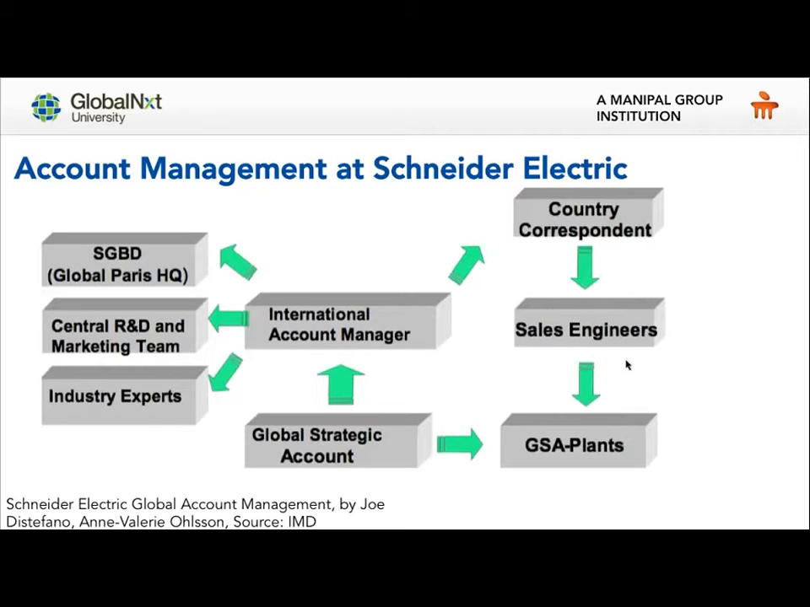They can draw upon various industry experts within Schneider Electric. So that provides a lot of the technical support that an account manager needs. Actually, Schneider Electric have evolved their organizational structure over many years. This is the structure that they use, and you can see how they organize themselves around their most important accounts.